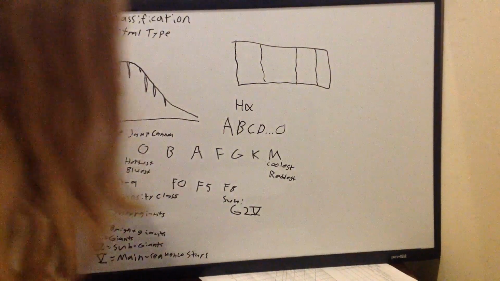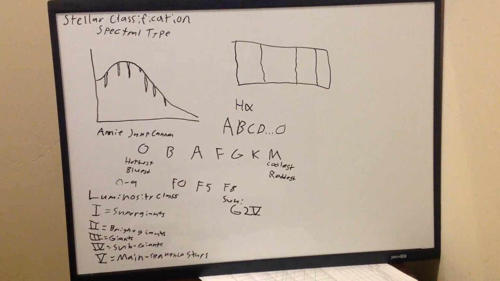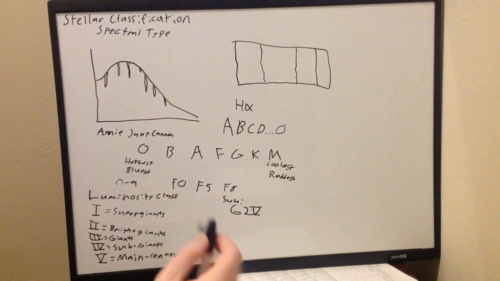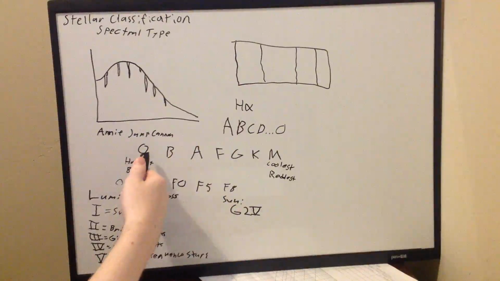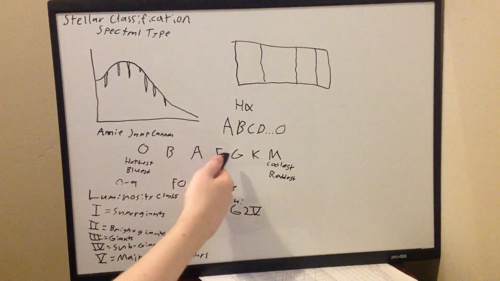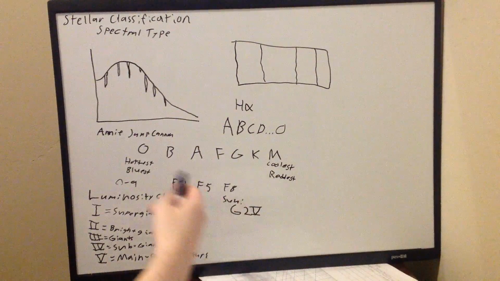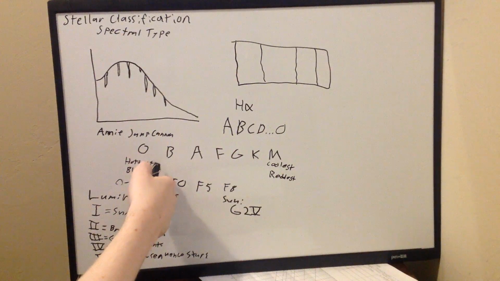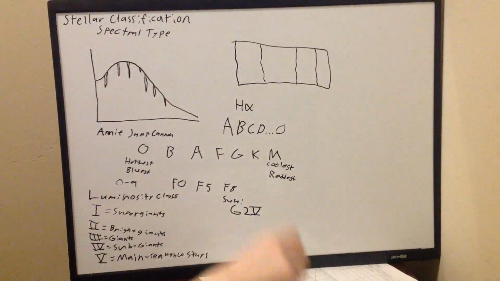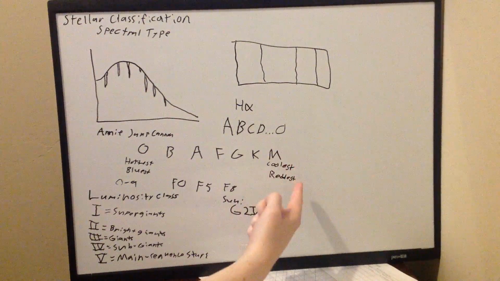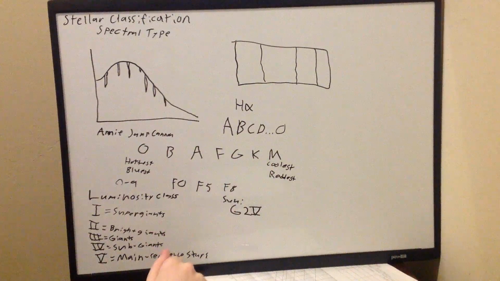So as I was saying, Annie Jump Cannon rearranged the existing hydrogen alpha-based classification system based on temperature instead. And she came up with the system we use today: O, B, A, F, G, K, M. This is a temperature spectrum where O-type stars are the hottest and the bluest, and M-type stars are the coolest and reddest, and all the rest exist on this spectrum.